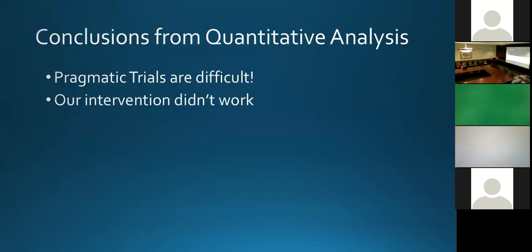Woo! And was it a sample size issue? No. We had thousands and thousands of patients. No, I think it was just a difficulty of changing practice behavior issue.